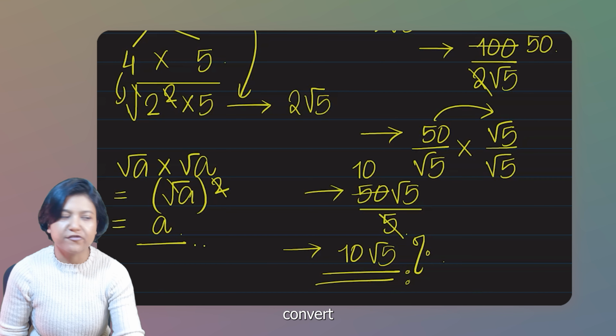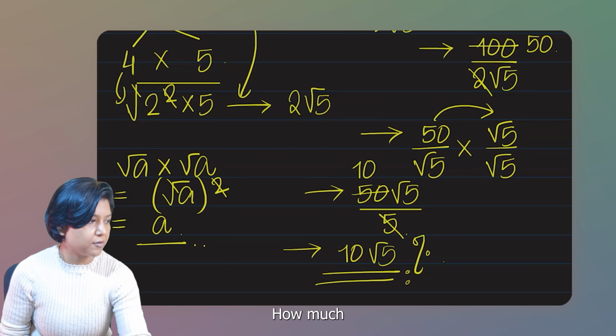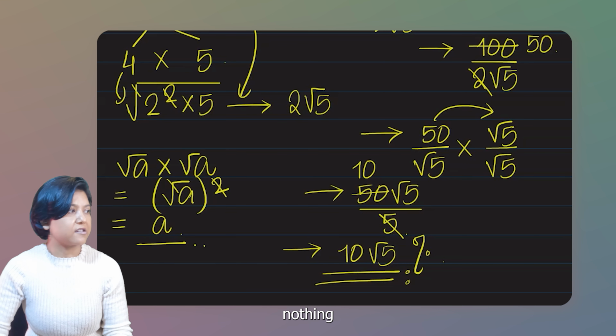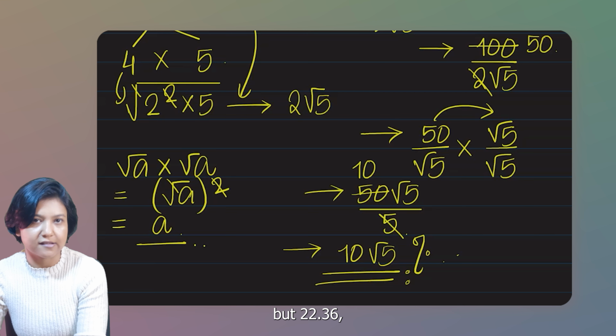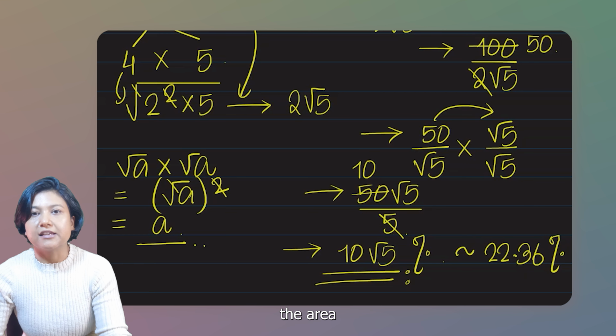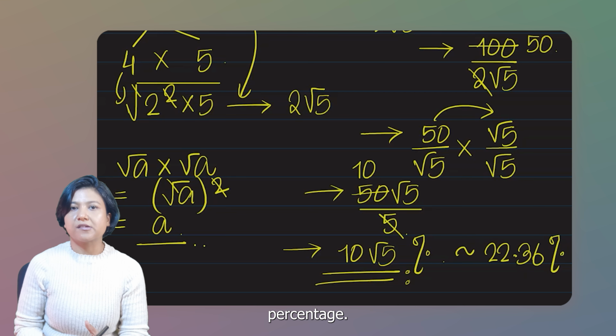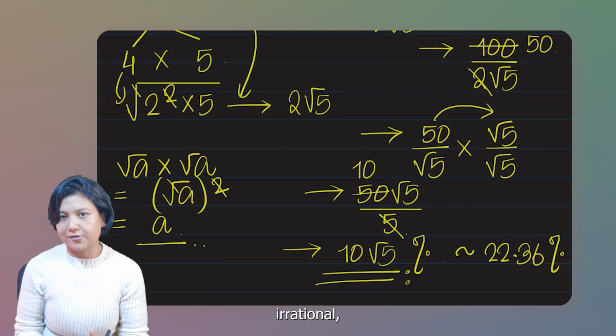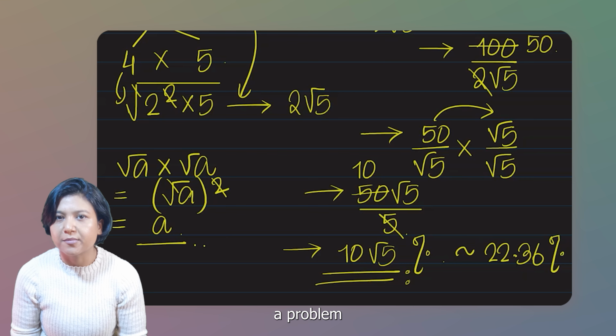If you want, you can convert 10 root 5. 10 root 5, how much will that be? 10 root 5 is nothing but 22.36. So you can write the answer 22.36%. That is how you can find the area or even a percentage. Though the values can be irrational, it should not be a problem for you.